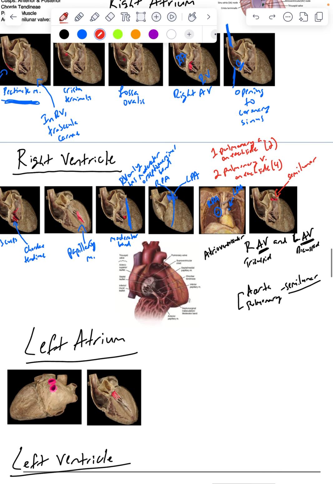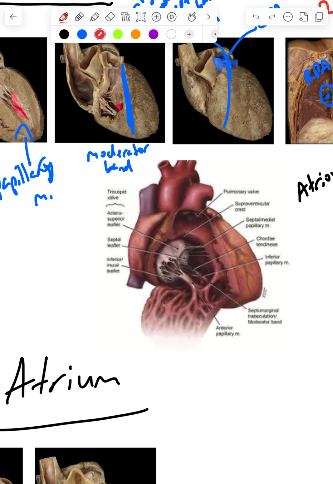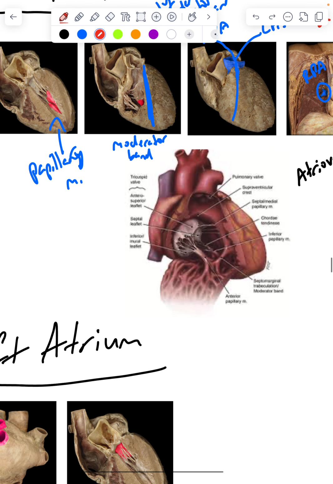Okay, and that's all of the stuff in your right ventricle. Here you can see them. I don't know why this picture is not clear, but you can see these are your papillary muscles connecting to your chordae tendineae, which are going to your cusps of the valve. This right here is the key one.